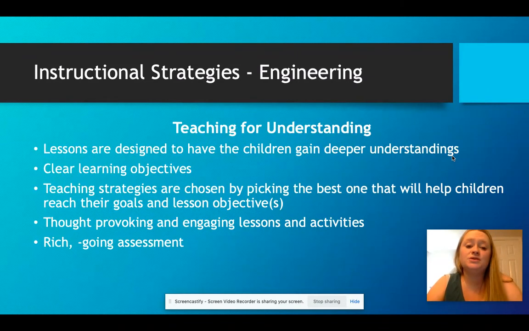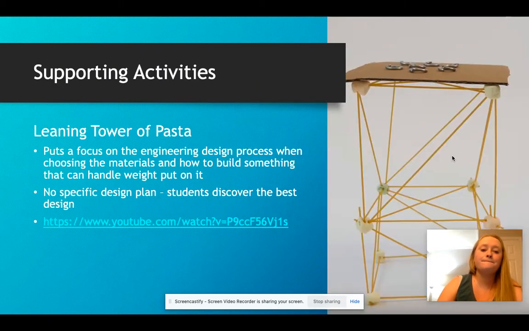The instructional strategy for engineering is Teach for Understanding. Its lessons are designed to have children gain deeper understandings. It has clear learning objectives. Teaching strategies are chosen by picking the best one that will help the children reach their goals and lesson objectives, and the best one meaning what will be applicable to the lesson that they are doing in engineering. It's thought-provoking and engaging, and it has rich, ongoing assessment throughout the whole time.